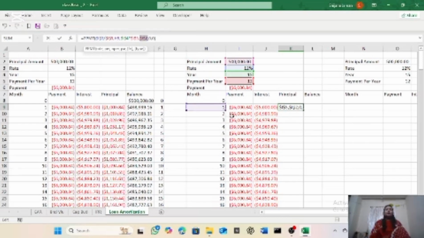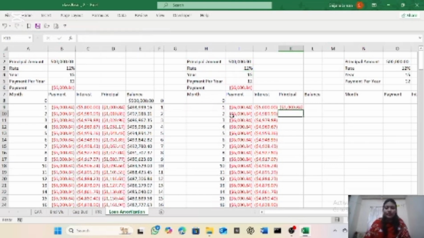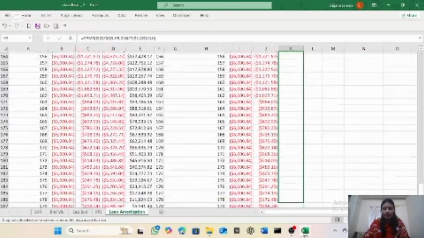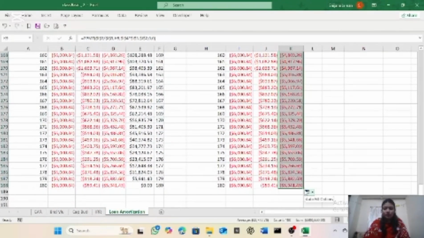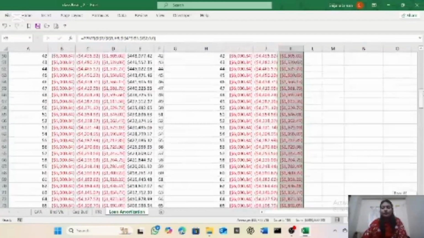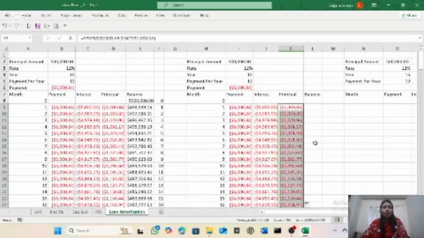Like interest, we freeze the entire formula without the period, means H9 cell, press enter. Fill the series. Yeah, this is our payment of 180 months.